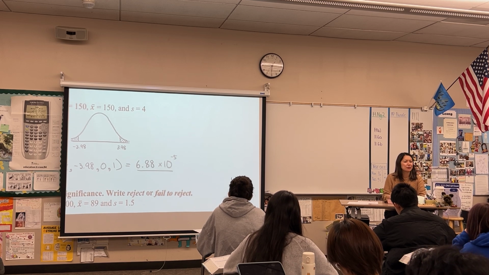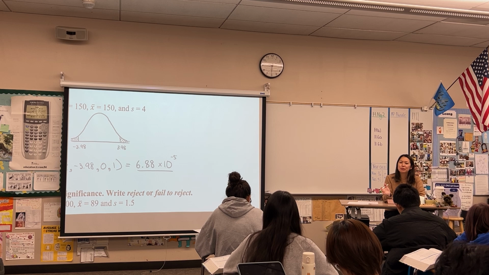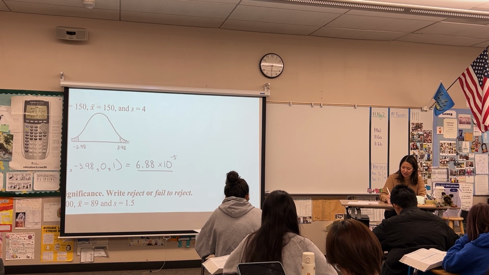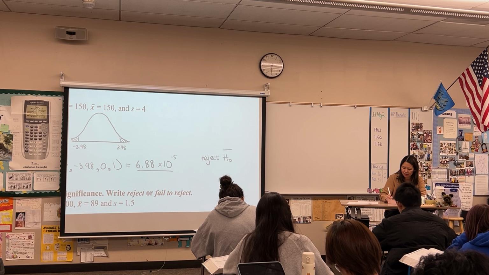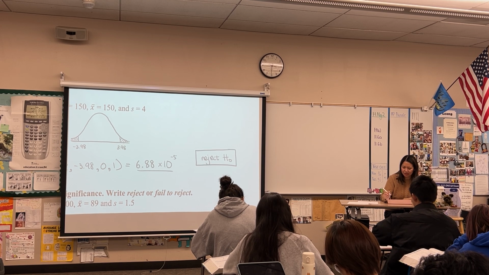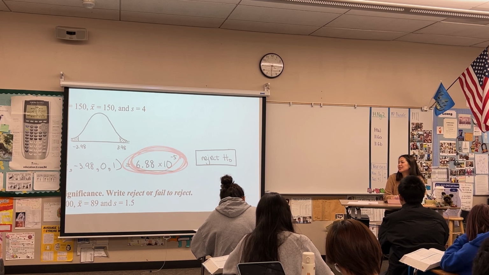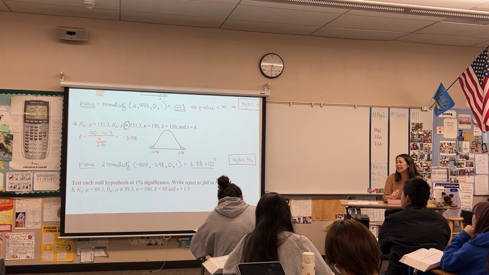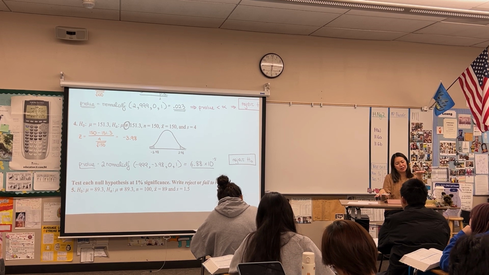So do we fail to reject or reject? Reject, yeah. So the p-value is less than alpha, so we're going to reject the null hypothesis. I mean, this is like super, super unusual, right? Very unlikely for your sample to happen if the null is true. Because it's so unlikely, I'm going to reject the null.